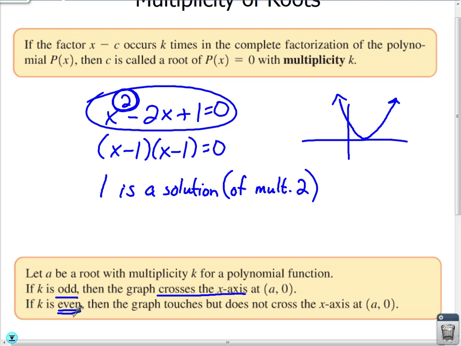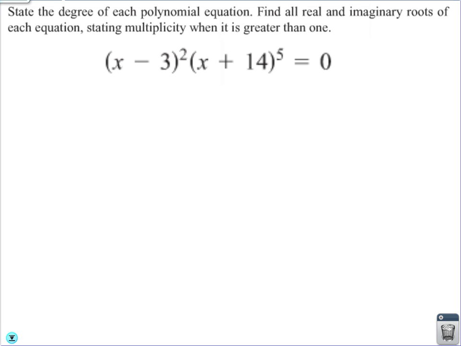The graph will cross, the graph will touch. Once again, if it's a factor or a root an odd number of times, it crosses like 1. If something's a root once, it'll cross that. If something's a root an even number of times, it will touch. Look at this problem. We have 2 roots here. What are they? What makes this equal 0?